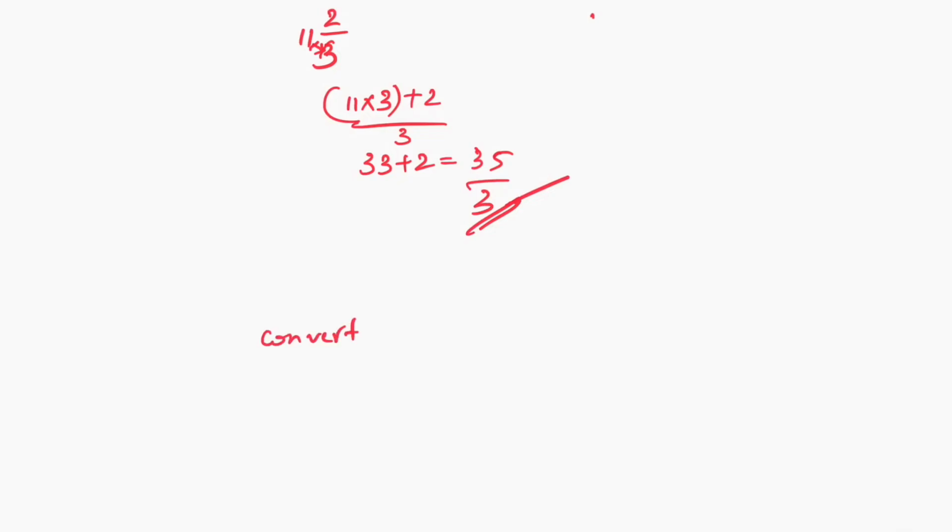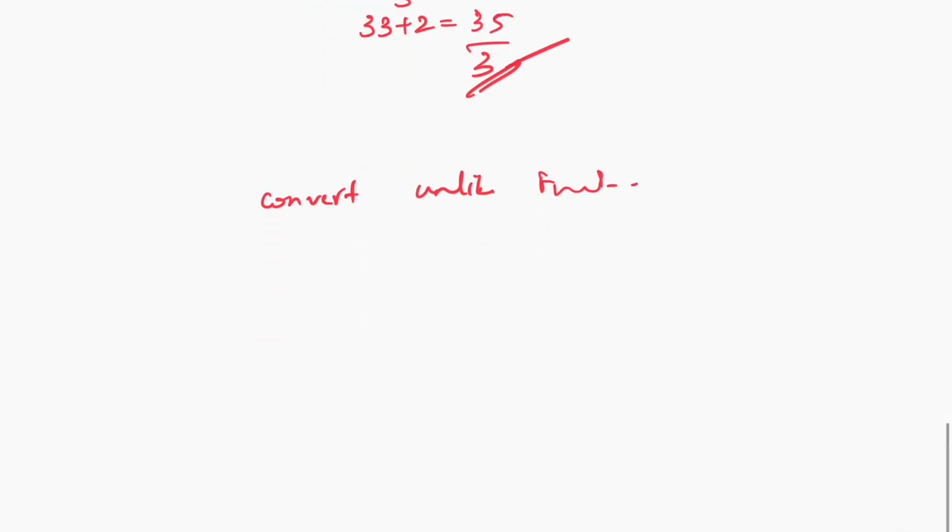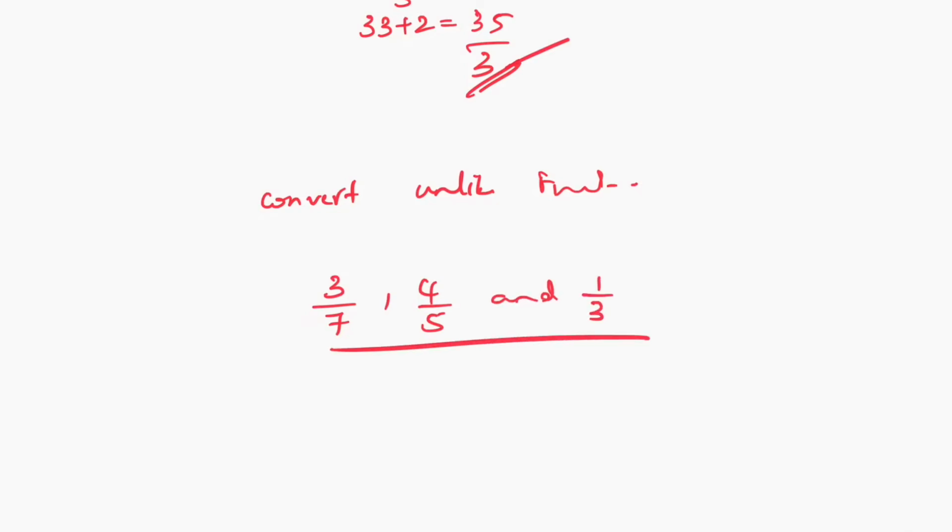How do we convert unlike fractions into like fractions? In order to do that, we have to find the LCM of all the denominators. For example, if we have 3 by 7, 4 by 5 and 1 by 3, let me take the LCM of all the denominators: 7, 5 and 3.